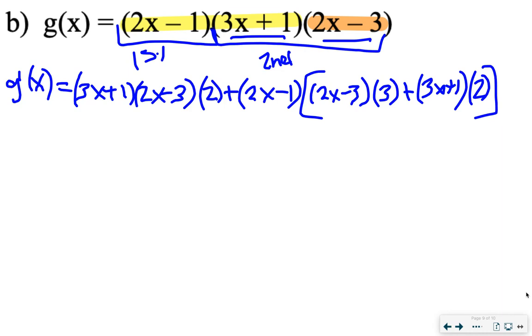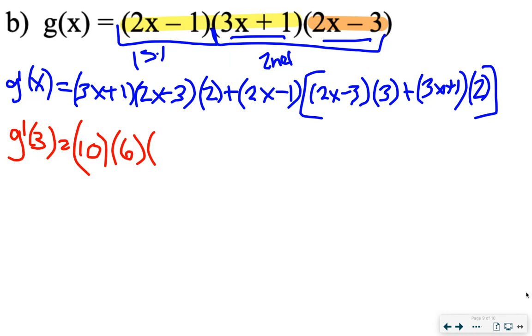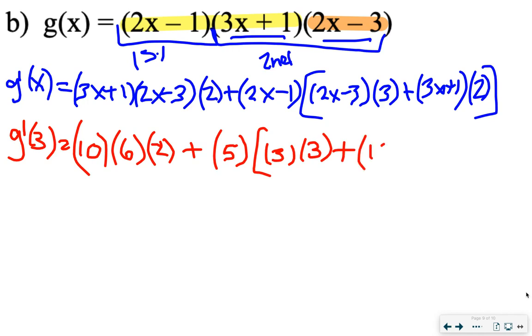but because I know the value of x that I want to find at, I'm just going to sub in x. So I'm going to find my g prime of 3 and sub in 3. 3 times 3 plus 1, so I get 10. 2 times 3 minus 3, 6, times 2, plus 2 times 3 minus 1, 2 times 3 minus 3, and go.